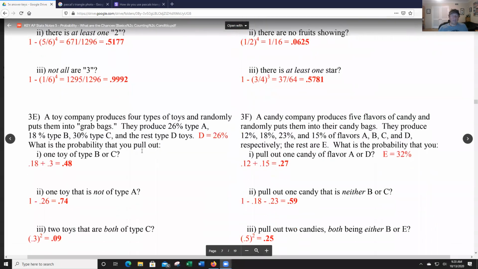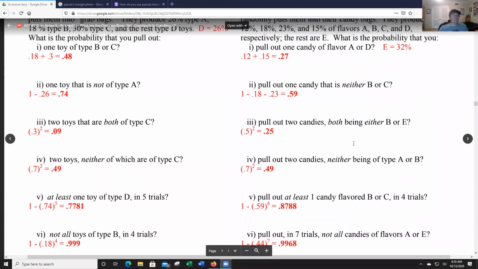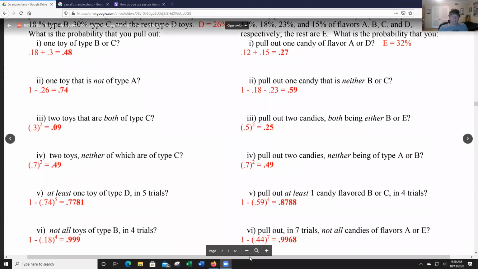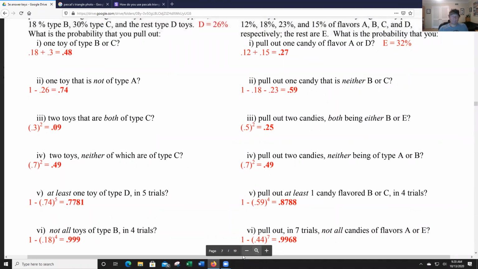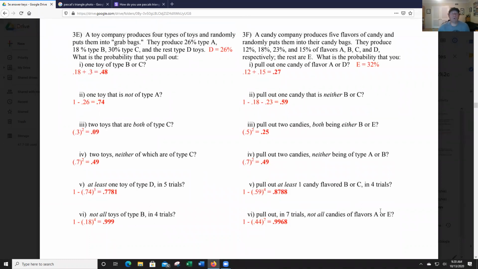Okay, down to E and F, and I got page after page of this. A toy company produces 4 types of toys and randomly puts them into grab bags. They produced 26% type A, 18% B, 30% C, and the rest type D, which is 26%. What is the probability you pull out one toy of B or C?